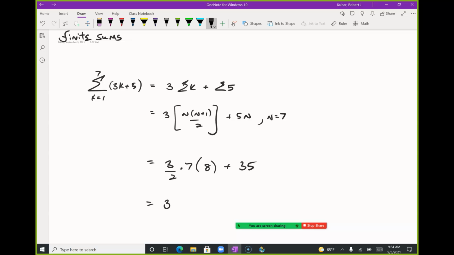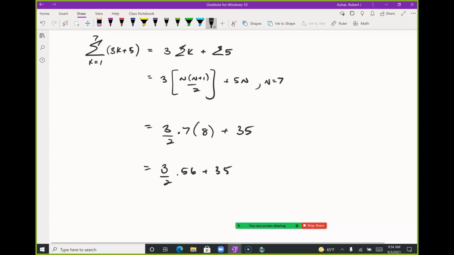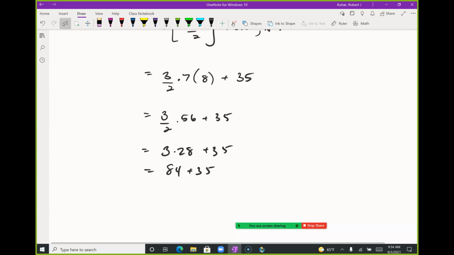So I get 3 over 2 times 56 plus 35. Half of 56 is what, 28? And 3 times 28, I should be able to do that in my head. What is it, 84? Yep, 84 plus 35. So I get 119. Everybody with me there? Everybody comfortable with this? This is like your first question on the exam.